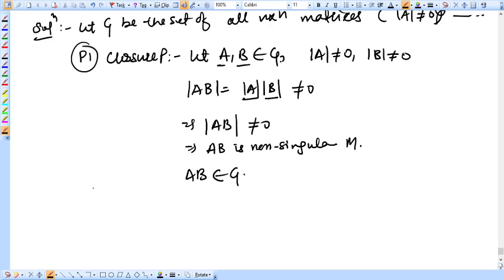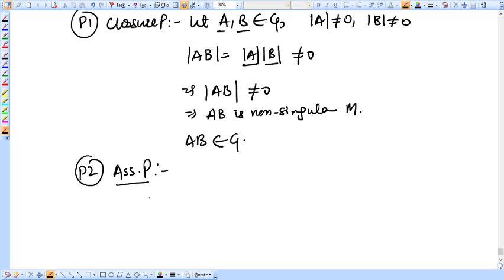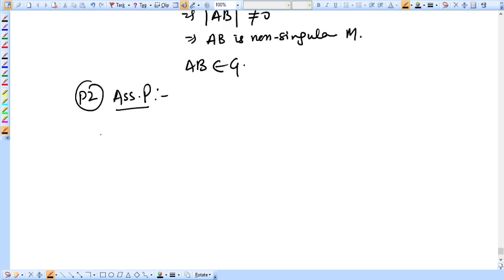Second, the associative property. Matrices obey the associative law under matrix multiplication, so it is also true in this case. Now the third property, existence of identity.